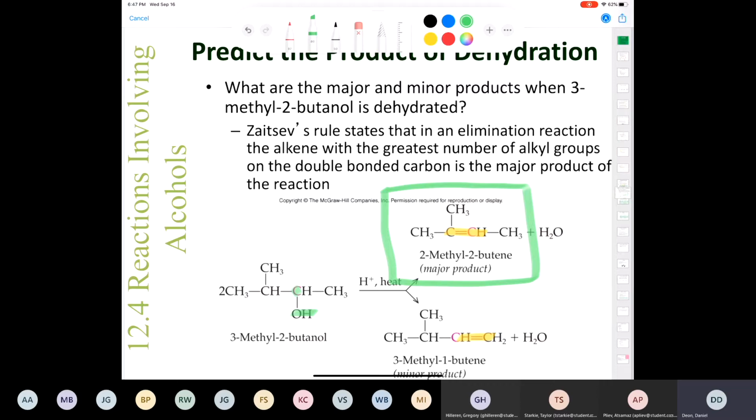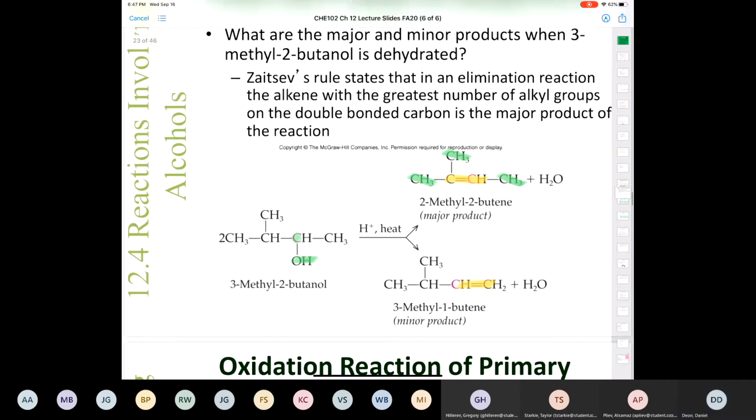I see 3, 3, 3. The threes have it, right? There are 3 alkyl groups. 1-methyl, 2-methyl, and a 3rd methyl. There are 3 alkyl groups attached. Okay, now let's back up. We'll delete that. And let's examine the other product.